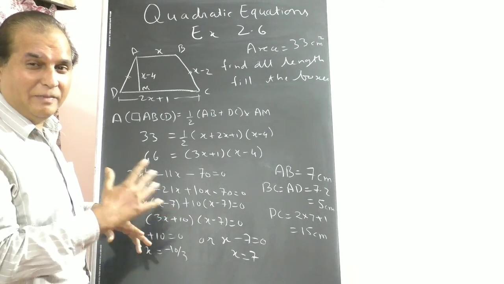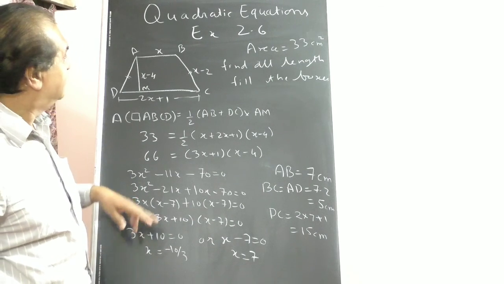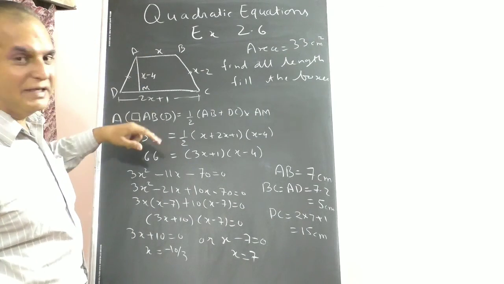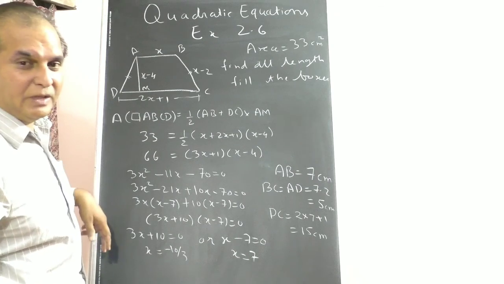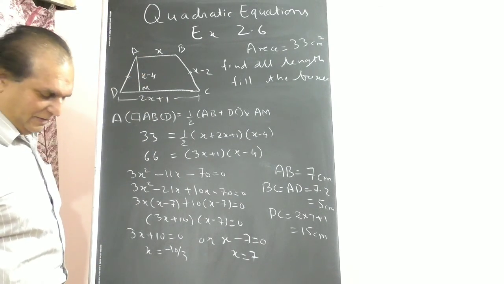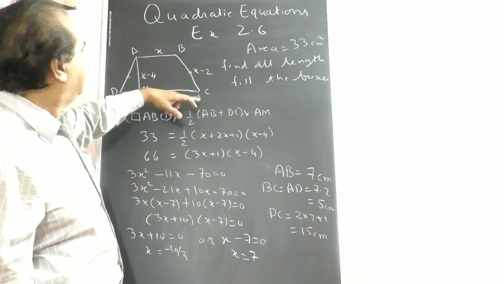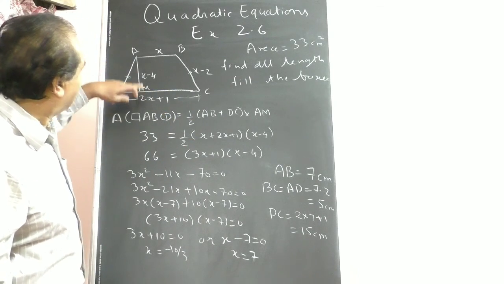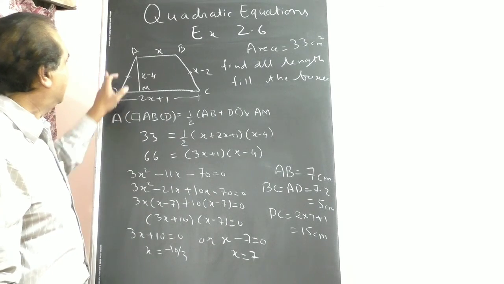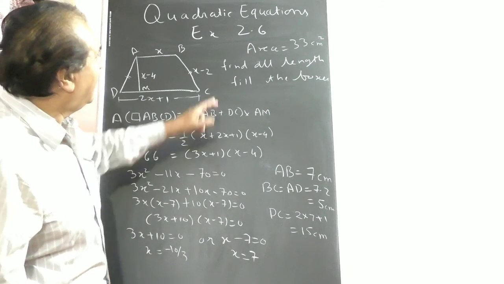This is a fill in the blank type sum. You have to fill the boxes. See, last sum of exercise 2.6. Figure is given, trapezium ABCD. This is an isosceles trapezium, AD equal to BC. And the sides are given in terms of x. AB is x, BC is x minus 2, AM is x minus 4 height, and DC is 2x plus 1. AB is parallel to DC. You have to find all the lengths.